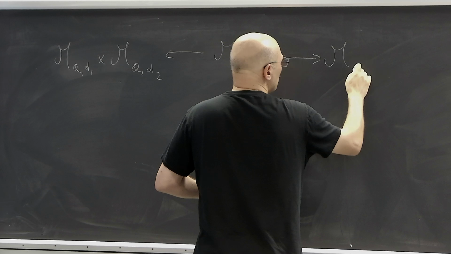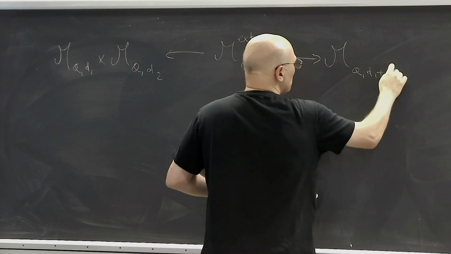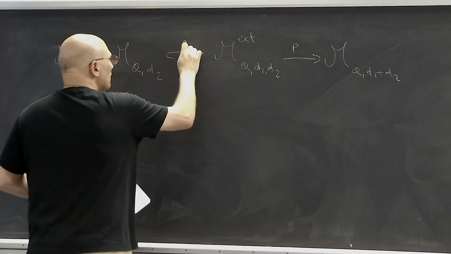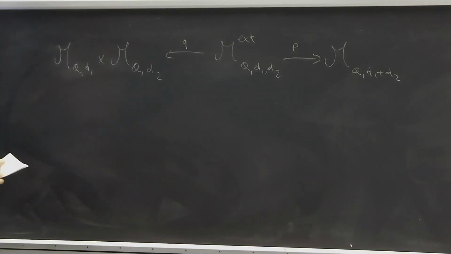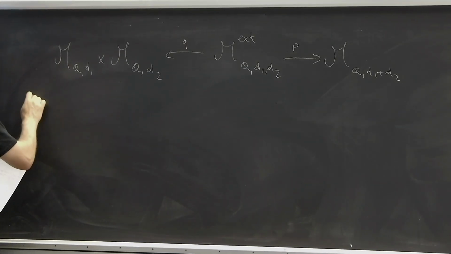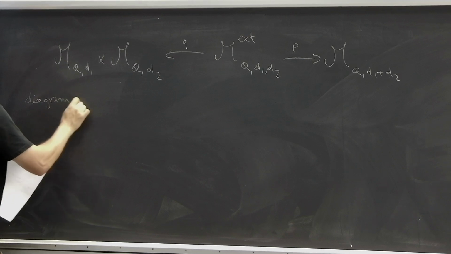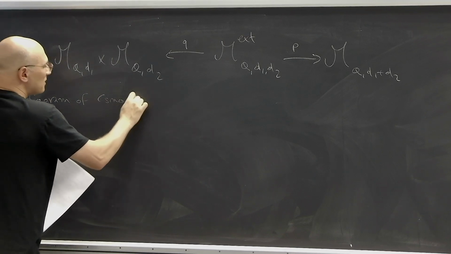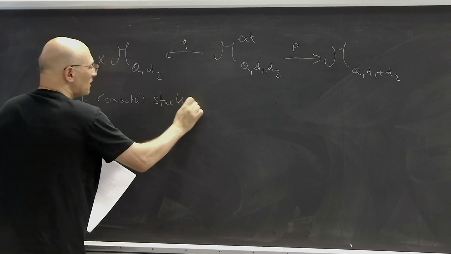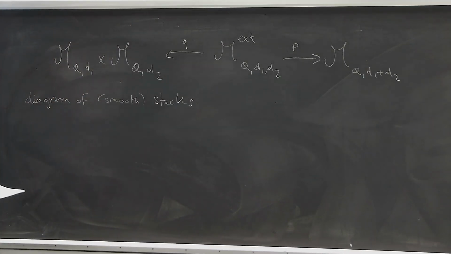So the first thing that I want to say is that this diagram, we can really now make a diagram of stacks. Everything is a smooth stack. M_Q, D1 plus D2. This is P, and this is Q. And this is a diagram of smooth stacks. So let me say some properties of these.